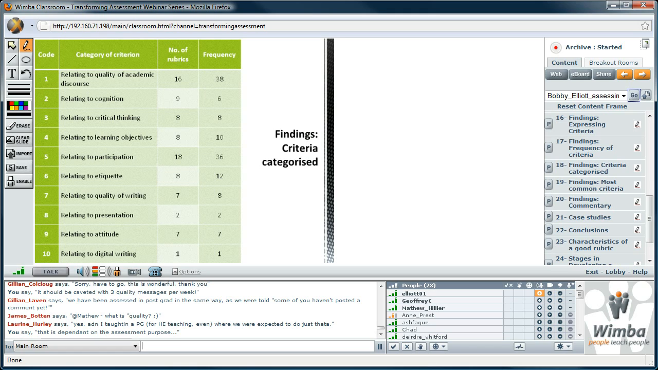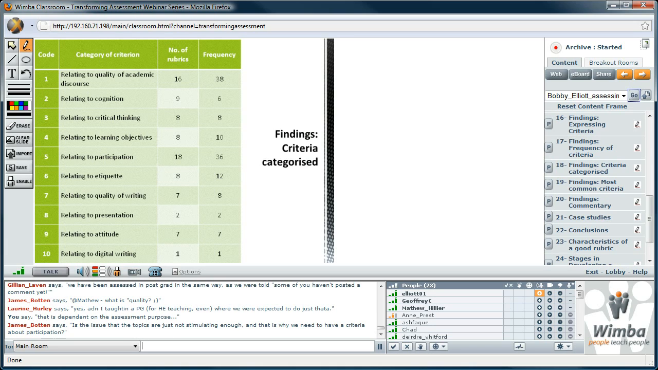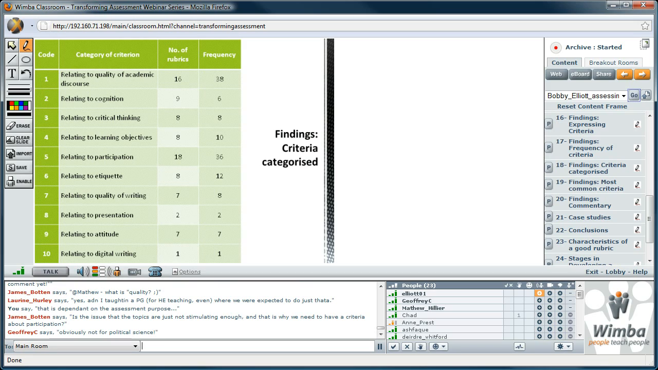If you take the next one, code 6, relating to etiquette, that meant things like you were polite, you were supportive. Mr. Sadler would have a lot to say about criteria about politeness. Unless politeness was a learning objective, he would argue, and I would too, that politeness has no place to play in academic grading. So you can see the mix there of academic standards and non-academic standards.